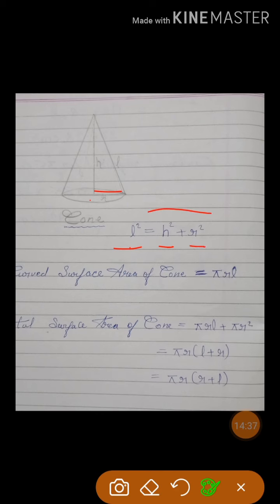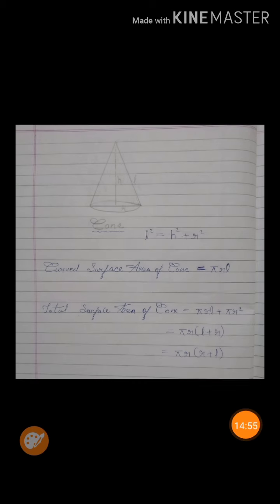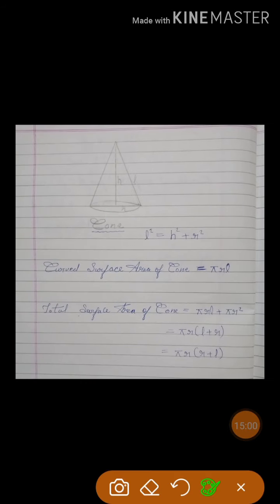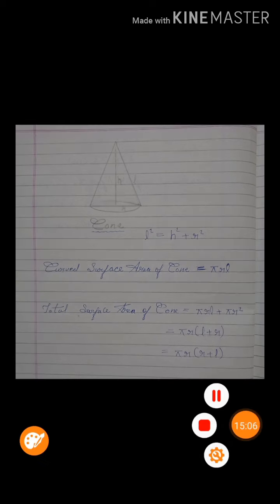So by this we can find the value of L if it is not given, or if height and slant height are given, we can find the value of radius. And if radius and slant height are given and we need the height, we can find height by this formula. So this is the curved surface area, pi r L, and this is the total surface area, pi r into r plus L.